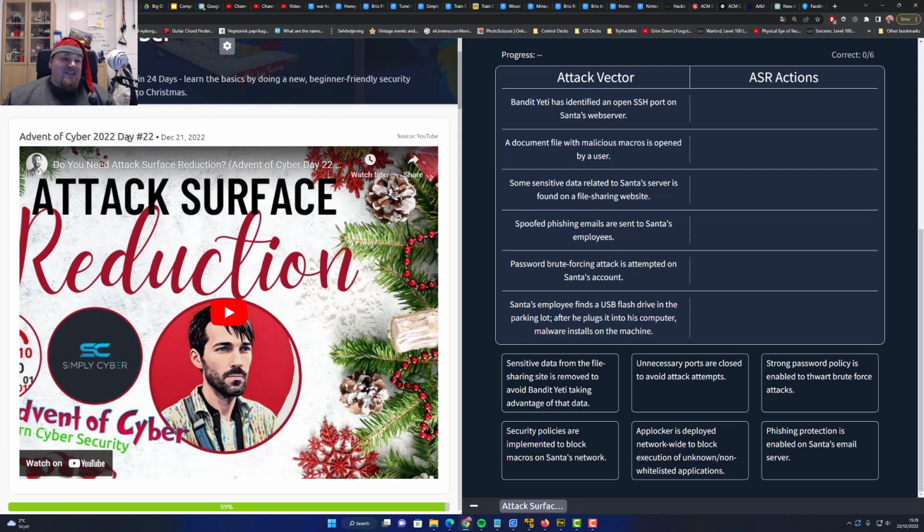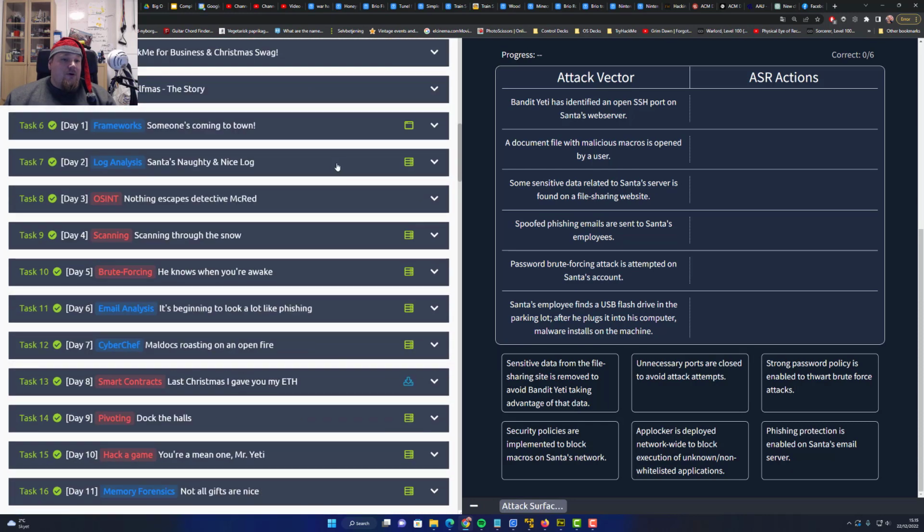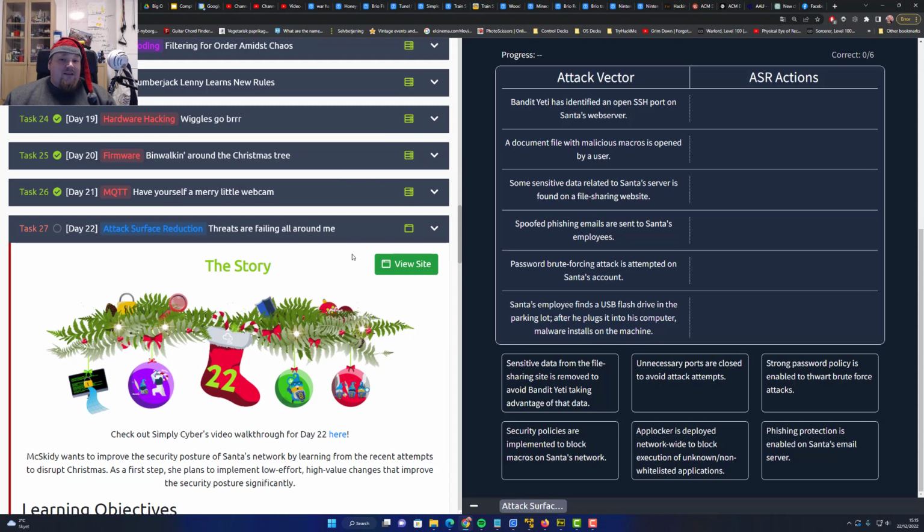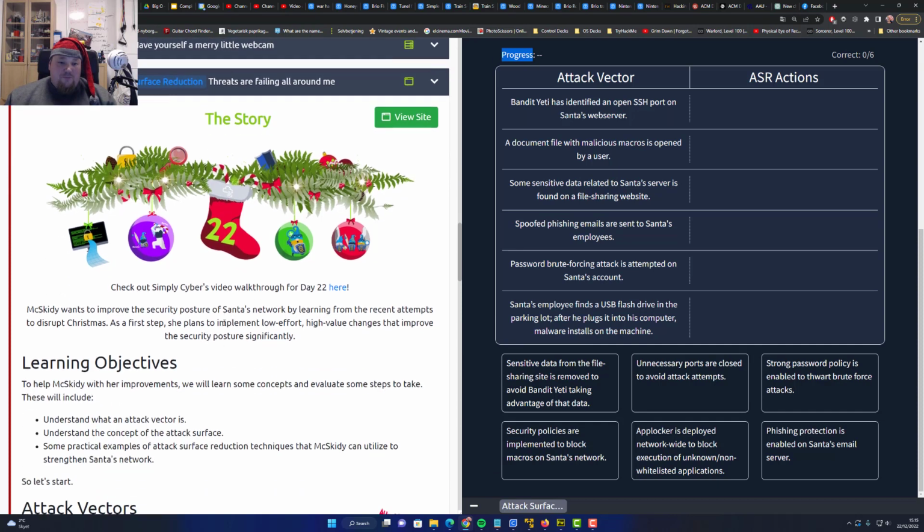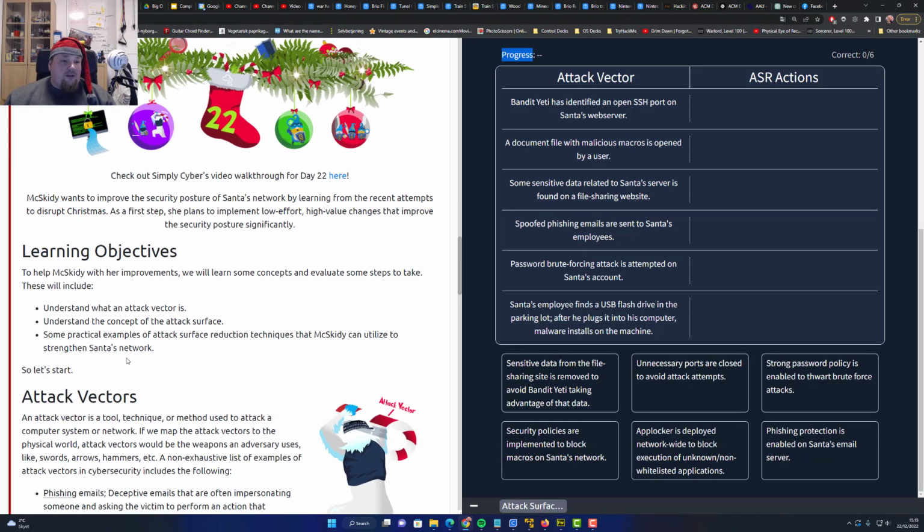It's the 22nd day of Advent of Cyber here on TryHackMe, and we are going to do something with an in-browser thing. Now, you notice that I have a lot of tabs open, and that is because I do a lot of things. My tabs are beautiful. So we will quickly just have a look at the day.